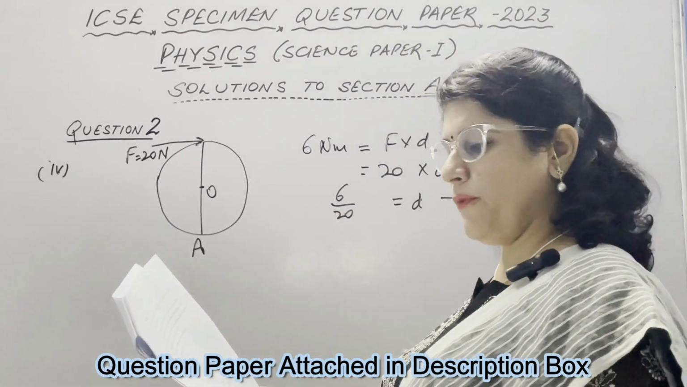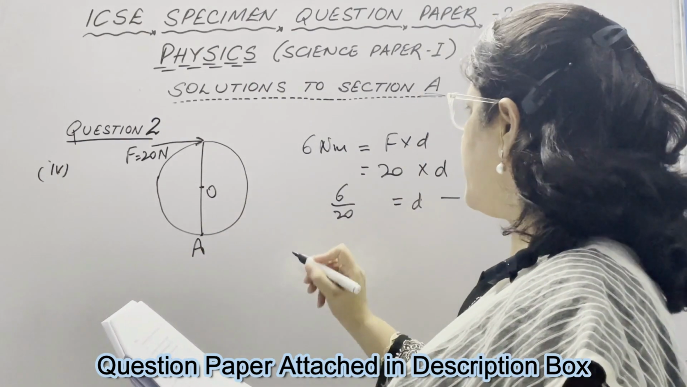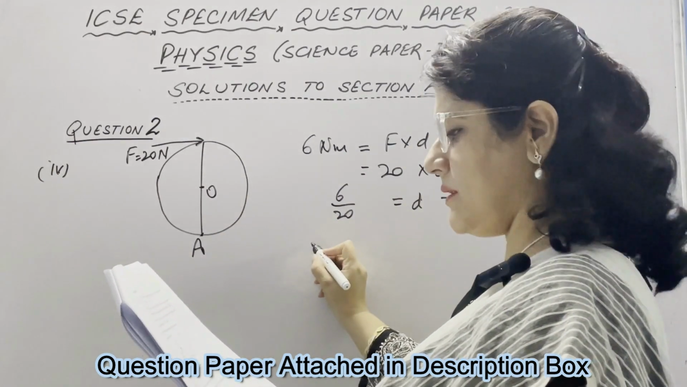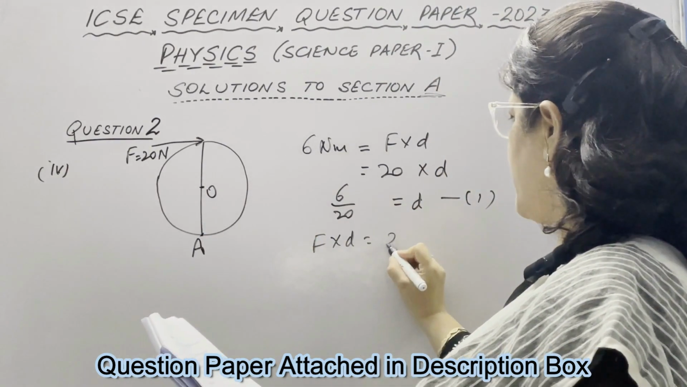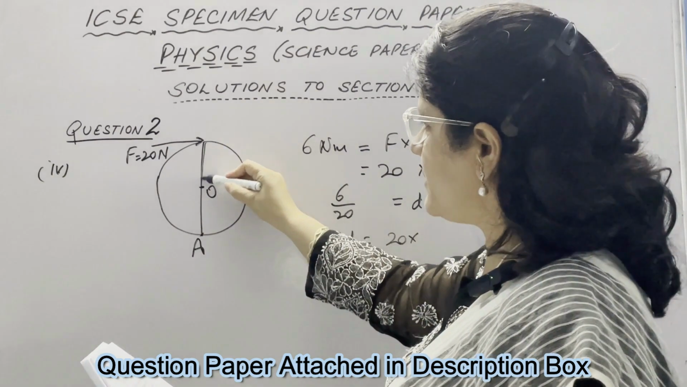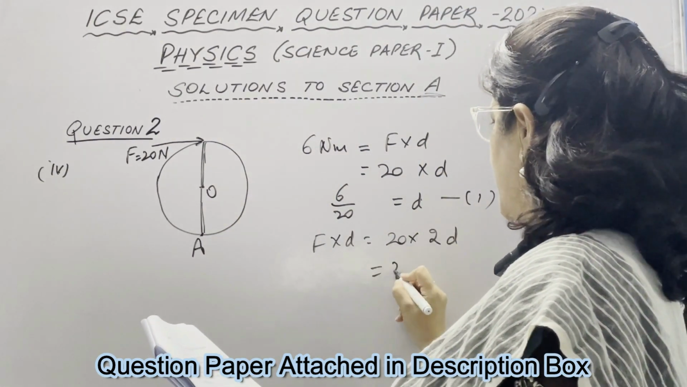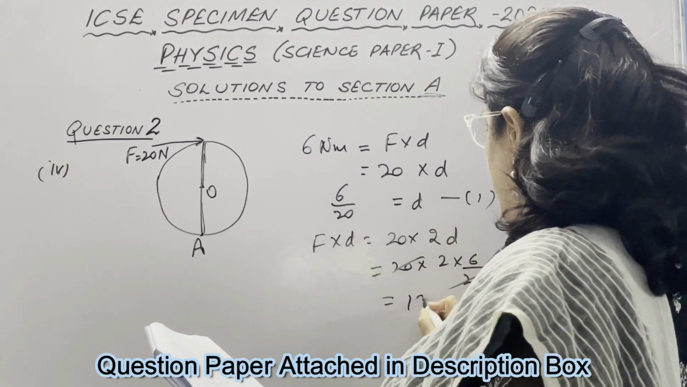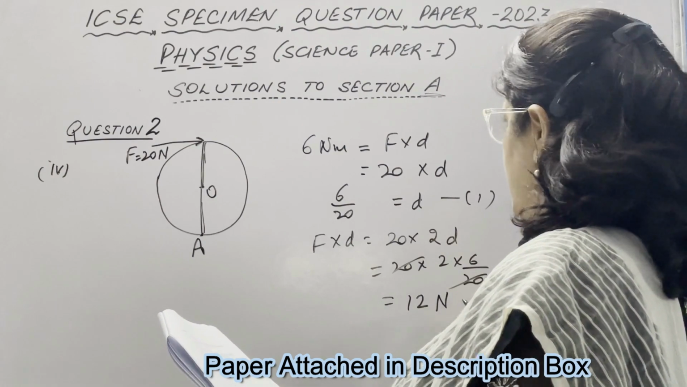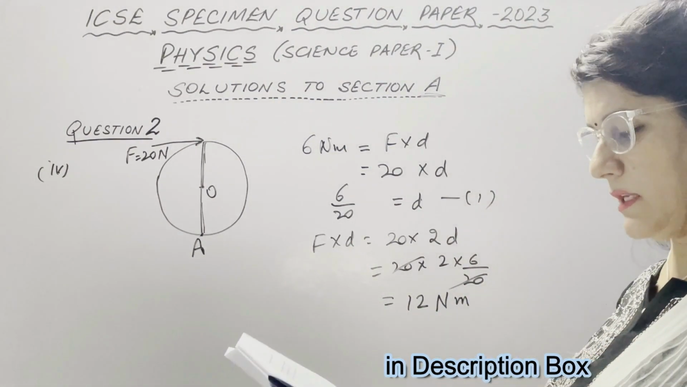Then calculate the moment of force about A. We have to calculate the moment of force about A. It means now D is this and here F into D. Force remains same, 20 Newton. But D, as you can see, this is the radius and this is the whole diameter. So 2D. So 20 into 2 into 6 upon 20. It means 12 Newton meter. 12 Newton meter is the answer.